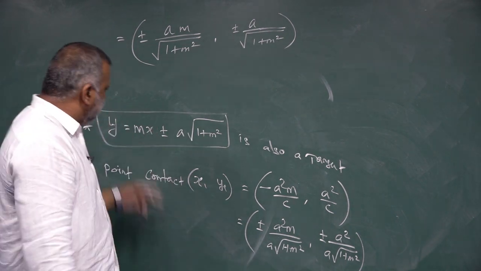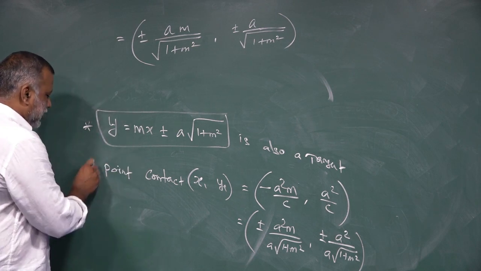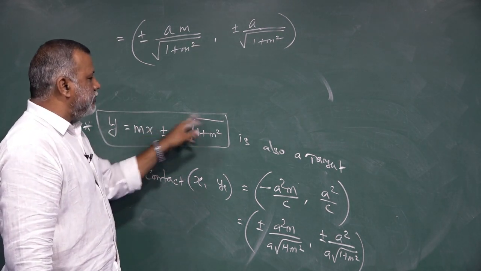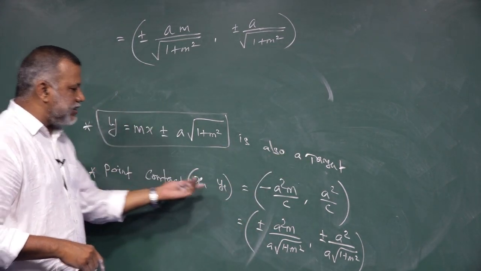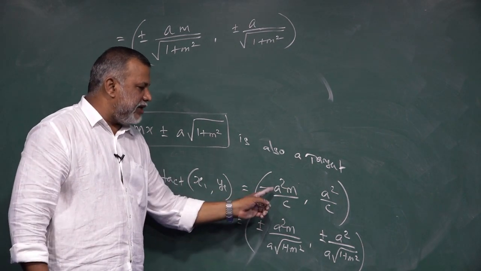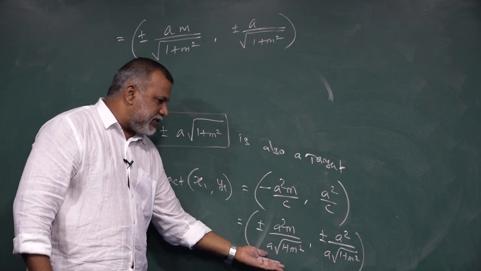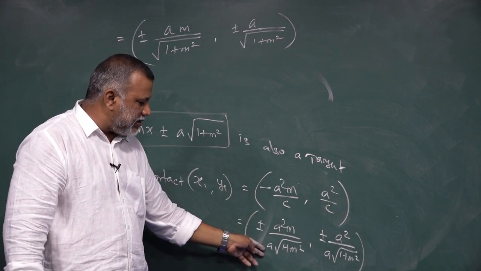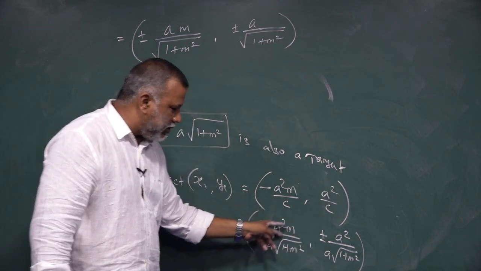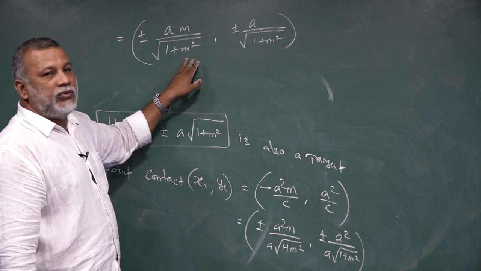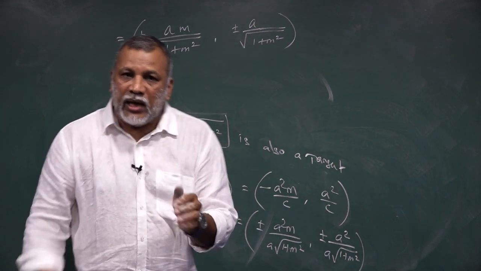So these are the two extra results, sub-results from the derivation. Number one: y equal to mx plus or minus a root of 1 plus m squared is also the equation of the tangent. Number two: the point of contact x1 comma y1 can be put in the form of minus a squared m by c comma a squared by c. Here we can replace the value of c. What is the value of c? Just now we worked out plus or minus a root of 1 plus m squared. Again we can replace; this a squared and a will be removed. The remaining is am divided by root of 1 plus m squared comma a divided by root of 1 plus m squared. This is the other part.